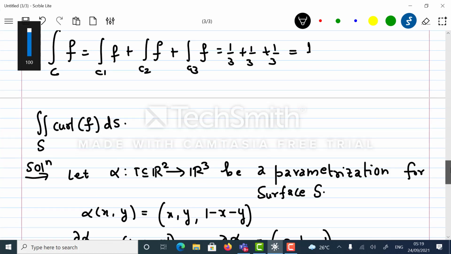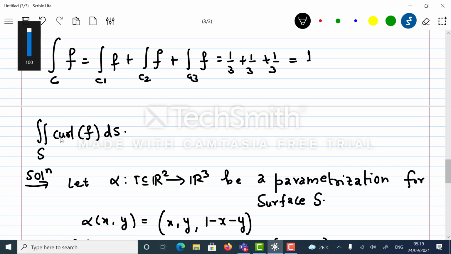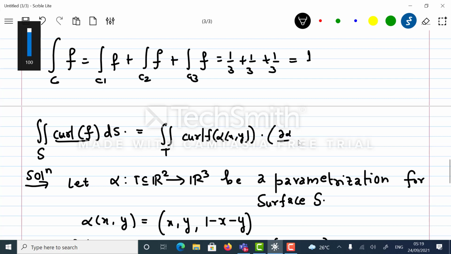Okay, so now how do we evaluate this? The definition is basically, we know the surface integral of f ds. Now it is curl f ds. So it will be the surface integral over T of curl f evaluated at alpha(x, y), dot product with ∂alpha/∂x cross ∂alpha/∂y, and then dx dy.